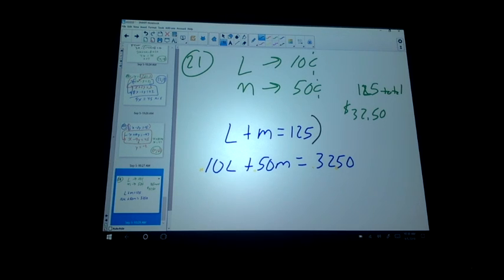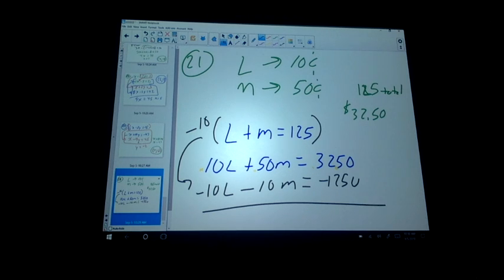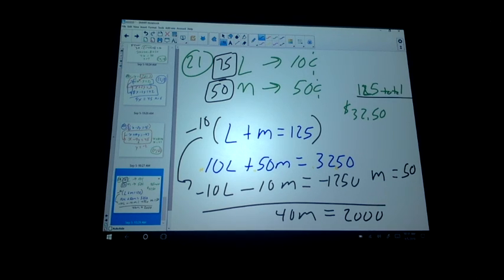I'd say let's multiply this whole thing by negative 10. I could have multiplied by negative 50, but negative 10, it's more fun to multiply by 10. So I get negative 10L minus 10M equals negative 1250. So I'm going to get 40M is equal to 2,000. So M equals 50. So I'll have 50 of these types of balloons. I can have 125 total, so that means 75 of these balloons, because 75 and 50 is 125, at least last I checked. This is going to be a good dance.